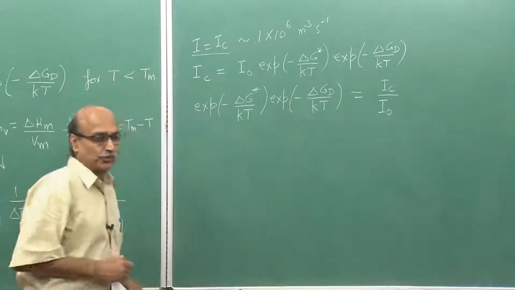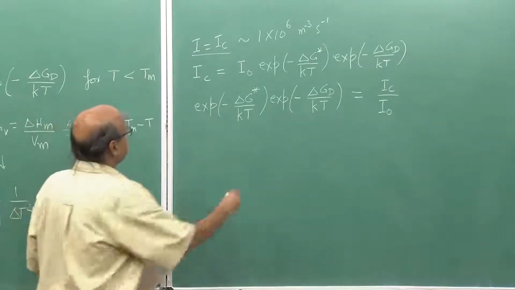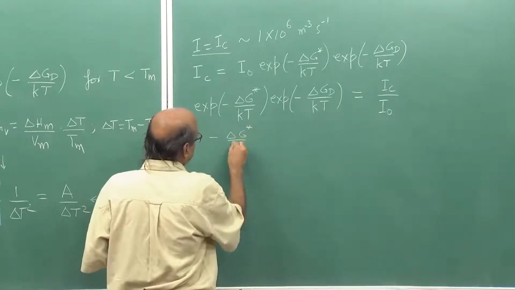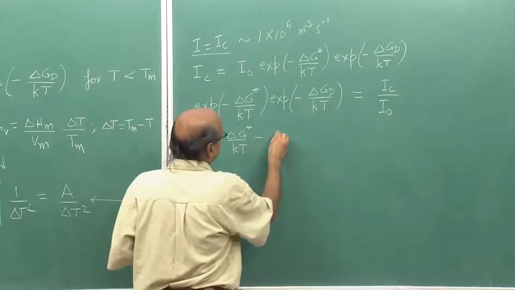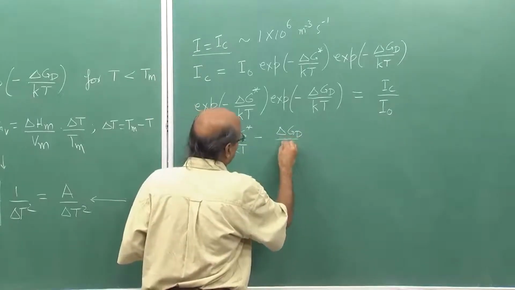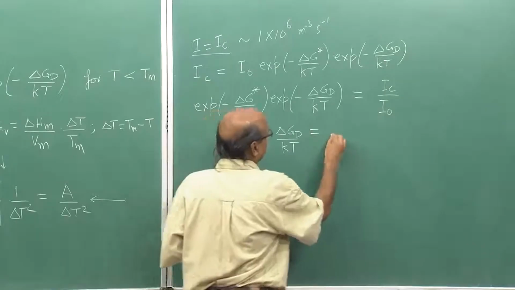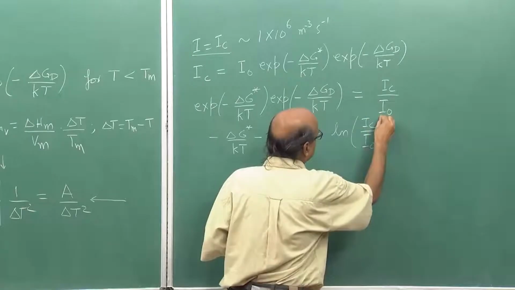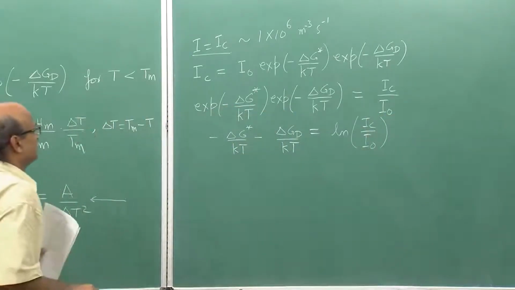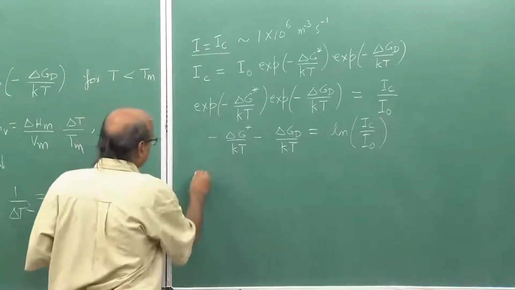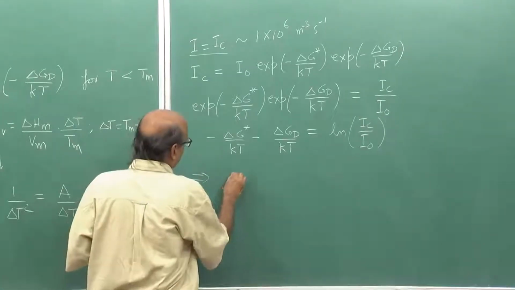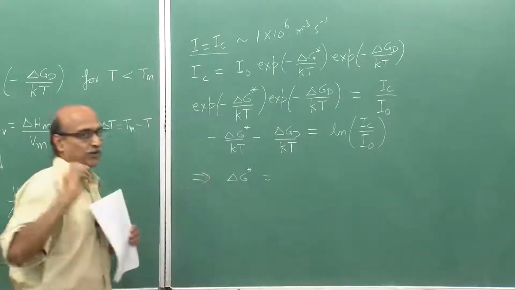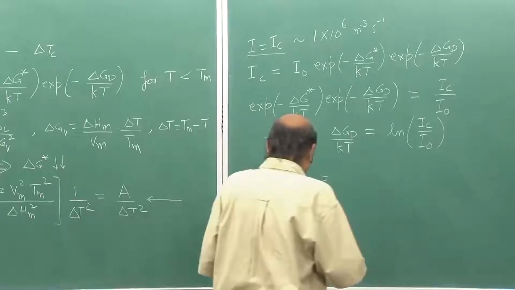Taking logs on both sides, this will become minus delta G star upon kT minus delta GD upon kT is equal to natural log of IC upon I naught. Then clearly from this we can write down an expression for the critical free energy that is required to obtain the critical nucleation rate.